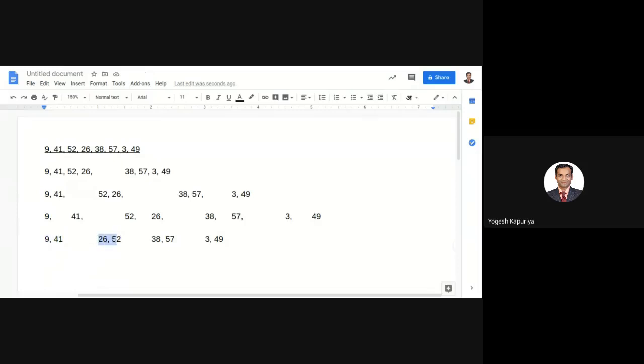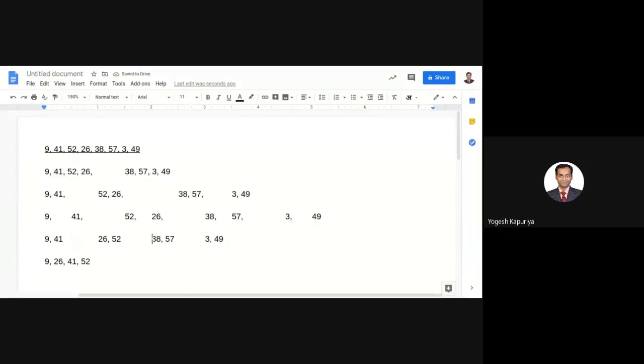So how to merge these two? 9, 41, 26 and 52. Obviously, what you will get is 9. How are you getting it? 9 will be compared with 26. So obviously the first element of both the parts will be compared. Whatever is the smaller one will be copied. So 9 is copied. Now 26 will be compared with 41. Whatever is the smaller one will be copied. Now 41 will be compared with 52. The smaller one will be copied. Once any of these is over, the remaining one will be copied. So 52 is copied here.